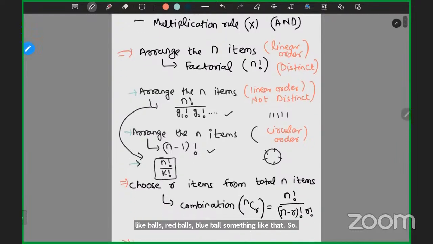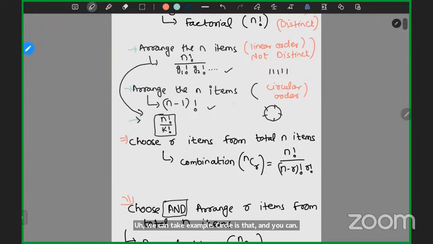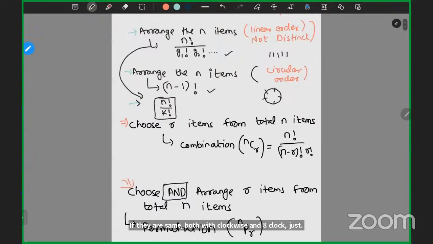For a circle, you can do it in (n minus 1) factorial ways, and then you need to see if it's equal clockwise and anti-clockwise or not. Then you can divide it by two, if they are the same both ways. I don't know if this is covered or not, but I am telling you here.